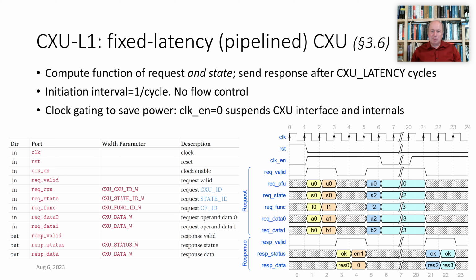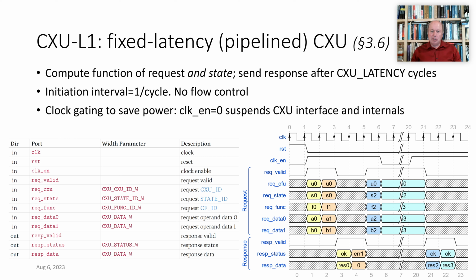CXU level 1 supports fixed latency clocked pipelined CXUs. The CXU computes a function of each request and its private state, if any, possibly updating the state, and sends a response after the parameter CXU latency cycles. Some CXUs can support a CXU latency down to 0 cycles, meaning they can respond in the same cycle as the request. The initiation interval is 1 per cycle, so the CXU can process a request every cycle, and there's no flow control.